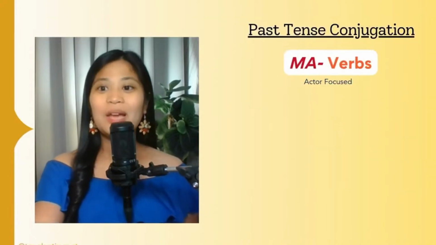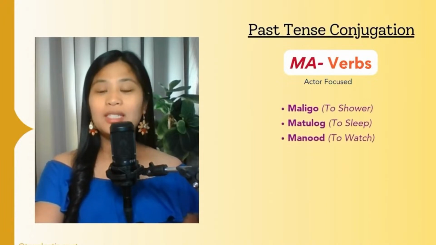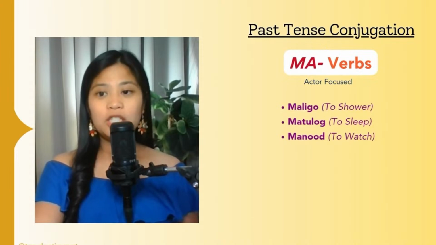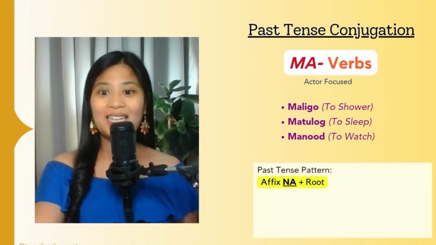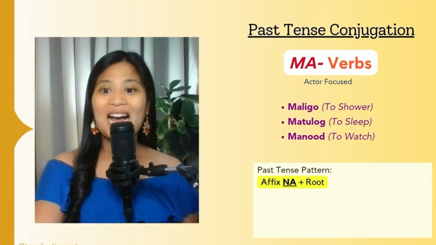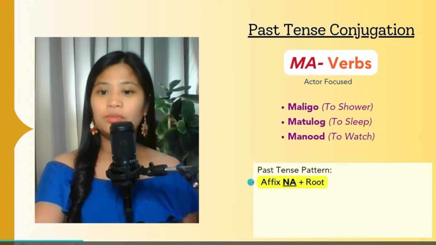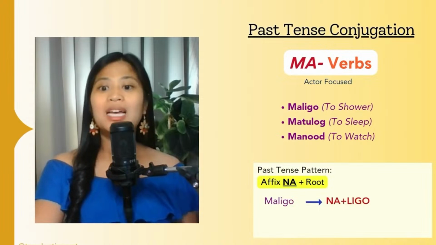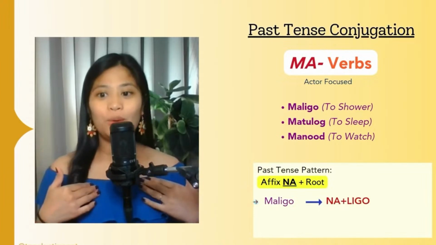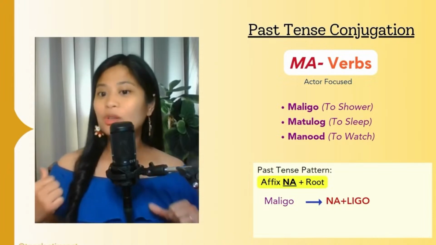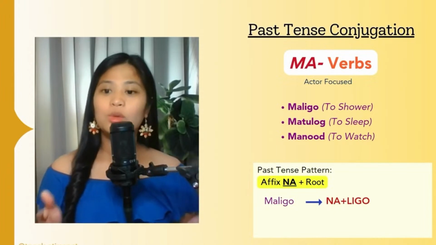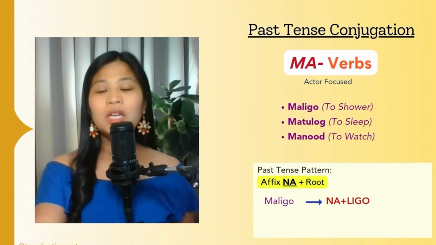All right, now let's take a look at ma verbs. They have a very similar pattern. These are also actor-focused, and some examples are maligo, to shower, matulog, to sleep, manood, to watch. In the past tense, this is the pattern for ma verbs. Now the affix is na, and then it's the root. For example, maligo becomes naligo. Naligo ako, I took a shower. Naligo siya, he took a shower. So it's just naligo. You jot it down.